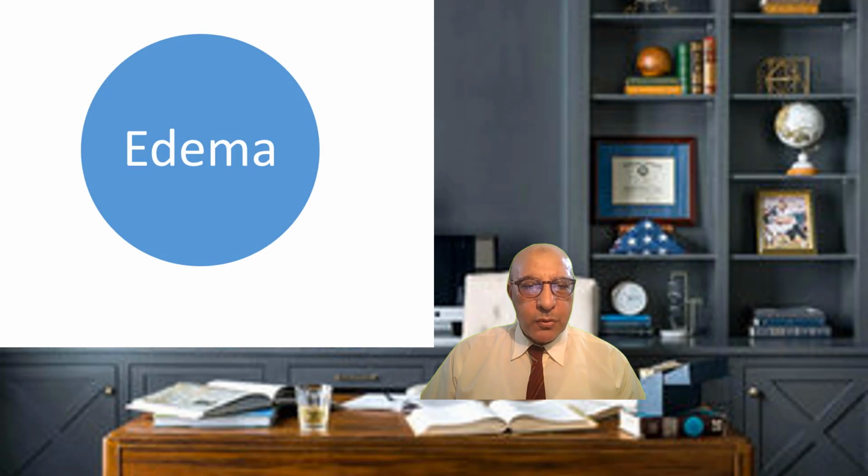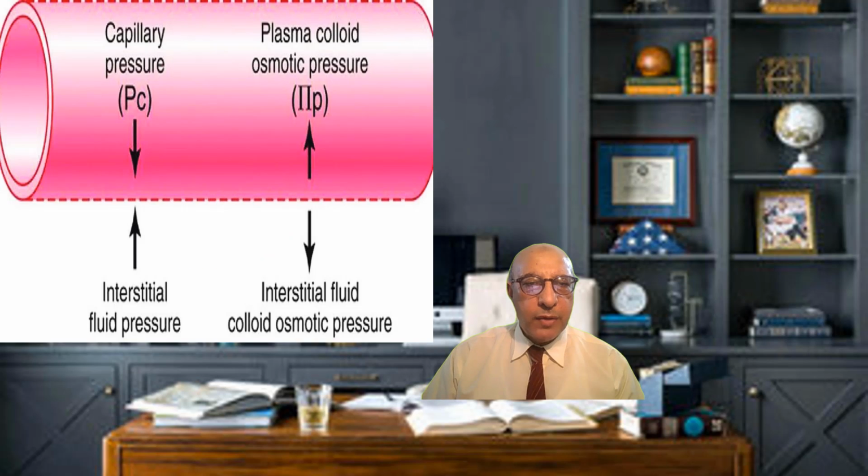Actually, the passage of fluid from the capillaries to the interstitial space is simply controlled by a combination of mainly 2 factors. Within the capillary, we have what is called the capillary pressure, or the hydrostatic pressure. This is the pressure exerted by the fluid on the capillary wall, which tends to push the fluid out of the capillary to the interstitial space.